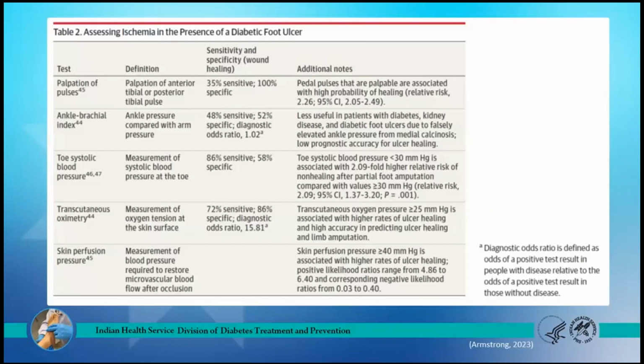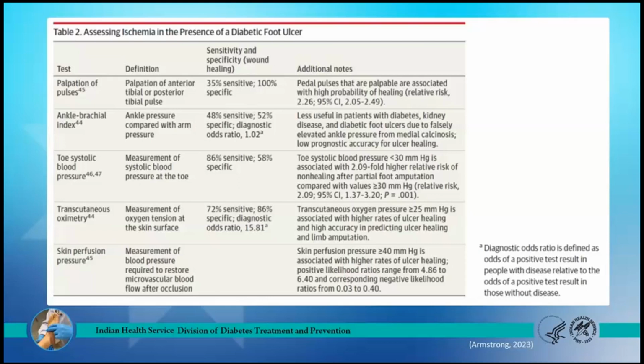Here's a nice little graph that demonstrates the sensitivity and specificity of some of these tests that we perform in our clinic and in our service for ischemia in the diabetic foot. Palpation of a pulse: it should be noted that a palpable pulse is really associated with a high probability of wound healing. The ankle brachial index is a good screening initially, but it's less useful for patients with diabetes, kidney disease, and diabetic foot ulcers.